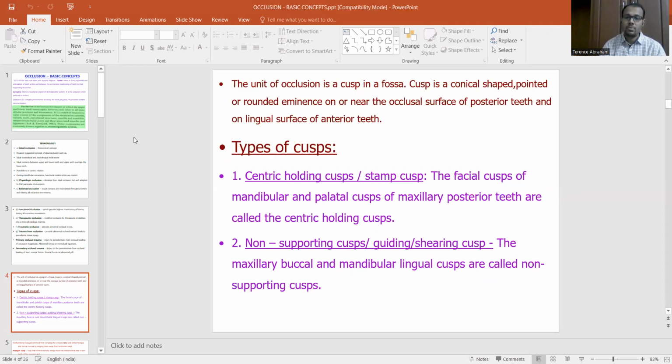What is a non-supporting cusp or shearing cusp or guiding cusp? These are the cusps which prevent the spillage of food during the masticatory process. These are the maxillary buccal cusps, that means the buccal cusps of the maxillary posterior teeth and the lingual cusps of the mandibular posterior teeth. These are the non-supporting or guiding cusps.